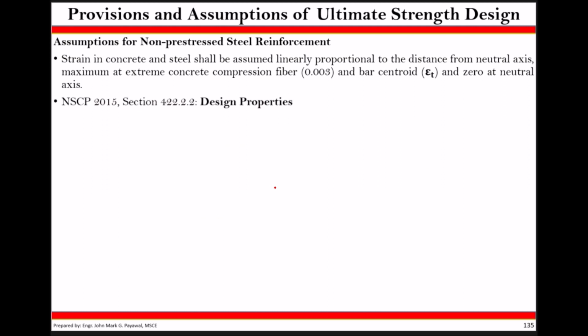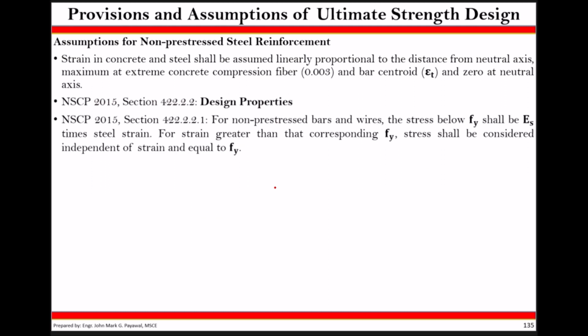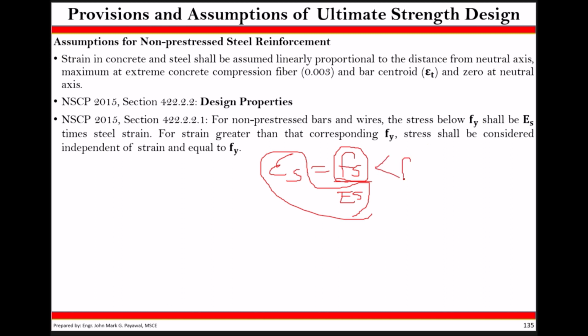Again, taken from the NSCP. The design properties, on the other hand, are for non-pre-stressed bars and wires: the stress below Fy shall be Es times your steel strain. That means Es is equal to Fs over the steel strain, where Es is the steel modulus of elasticity. For stresses below Fy, my Fs should be less than Fy. Therefore, Fs could simply be Es multiplied by the strain in your steel.